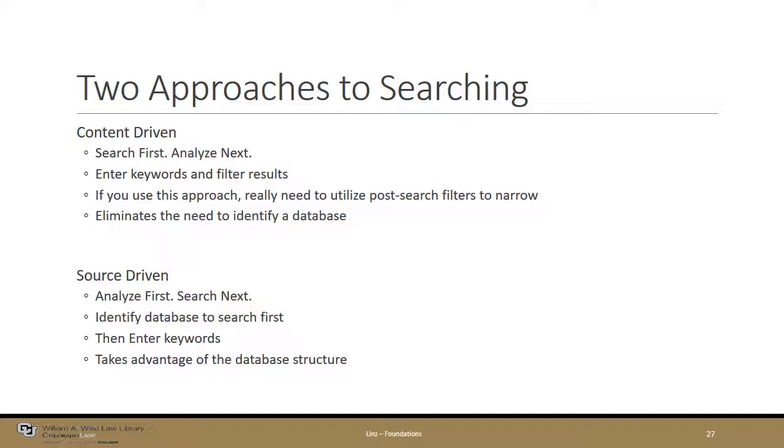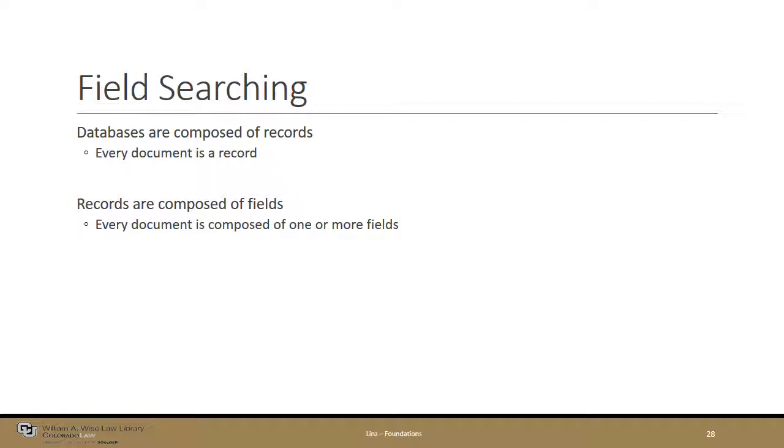The advantage of this approach, the source-driven approach, is it takes advantage of the database structure. So what do we mean by taking advantage of the database structure? Basically, what we're saying is we take advantage of the fields that compose each of these databases. So a database is composed of records. Every document in a document database would be a record. This would mean every case within a case law database is a record. And all records are composed of fields. A field is the component part of the record itself. It's the discrete bits of information that are identifiably labeled in the database. So every document is composed of one or more fields.